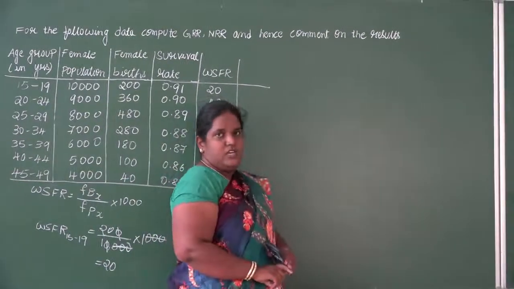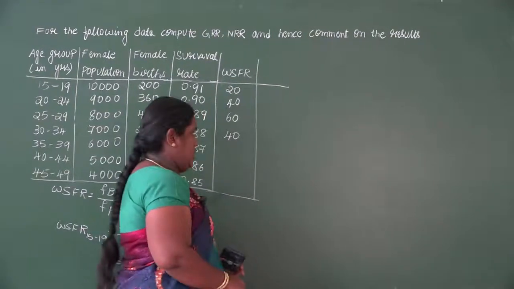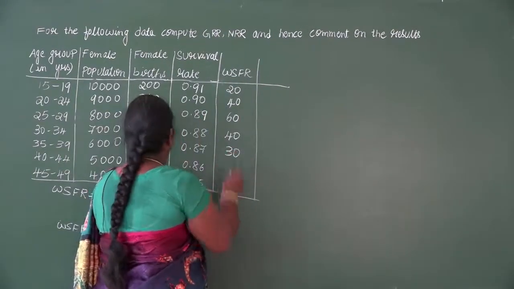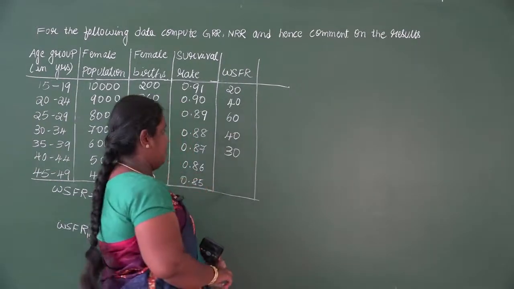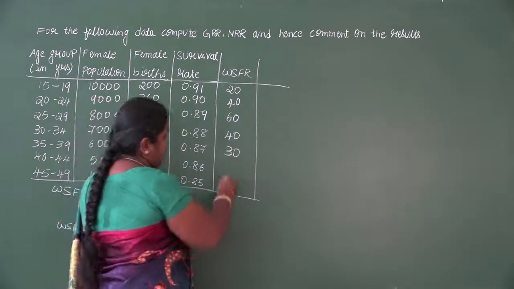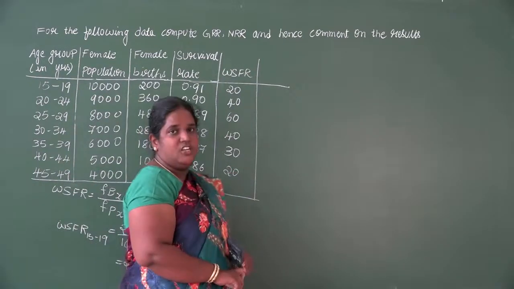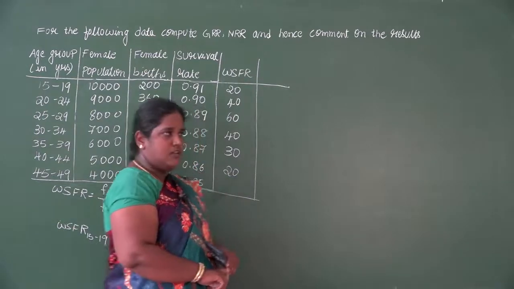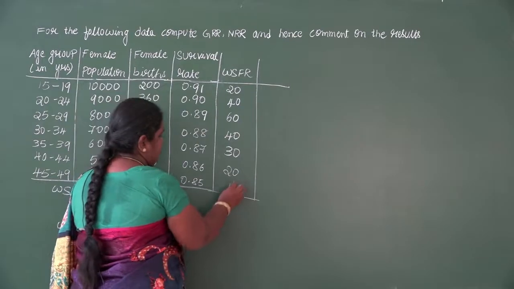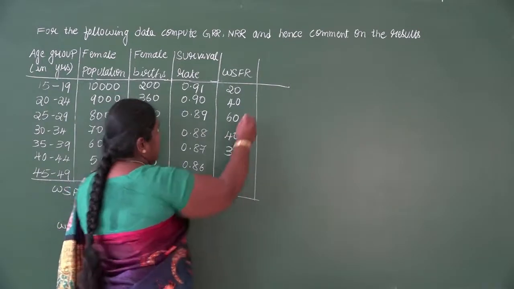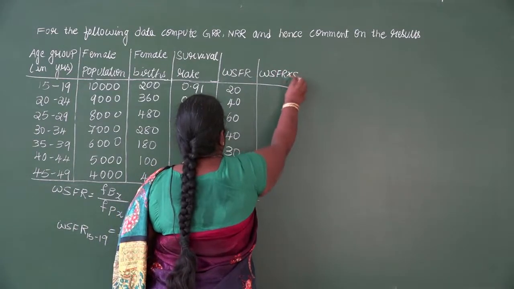Then 180 divided by 6000 into 1000. So 180 by 6 will be remaining. It is 30. 100 divided by 5000 into 1000. So 100 divided by 5, when you simplify, will get 20. Next 40 divided by 4000 into 1000. Again 1000 and 1000 will get cancelled. 40 divided by 4 is 10. So then multiply WSFR and S.